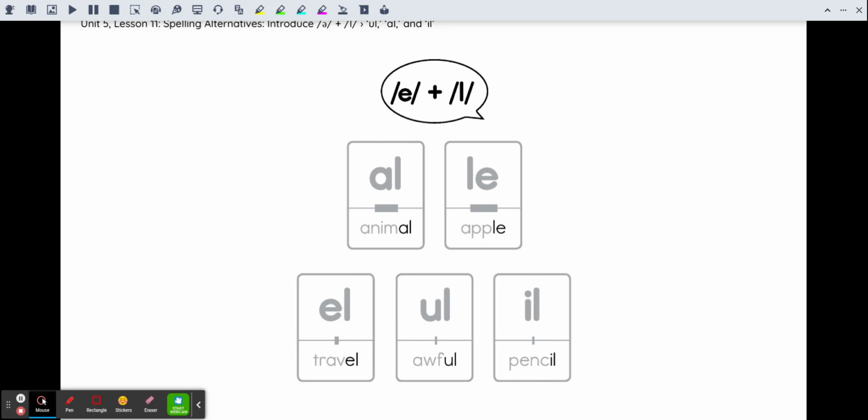Your sound library has audio files, songs that you can go back and listen to for the pronunciation of these sounds. We have A plus O. So first we're going to look at A plus O spelled UL as in awful.